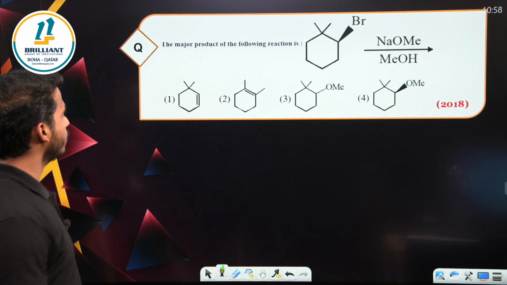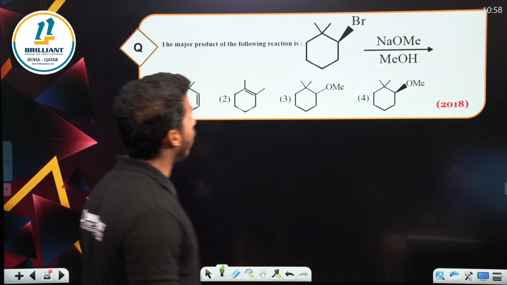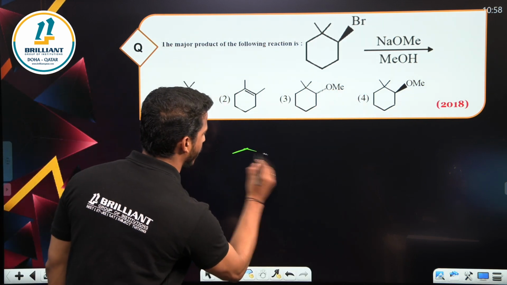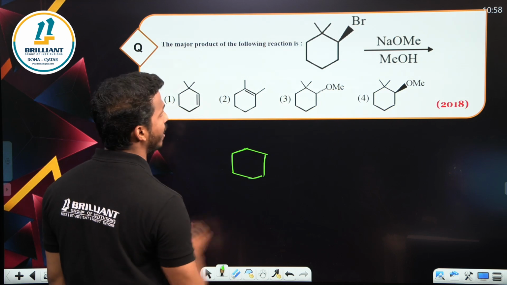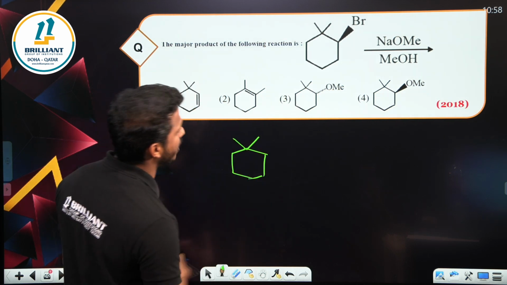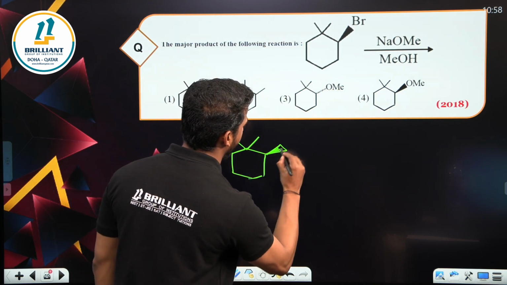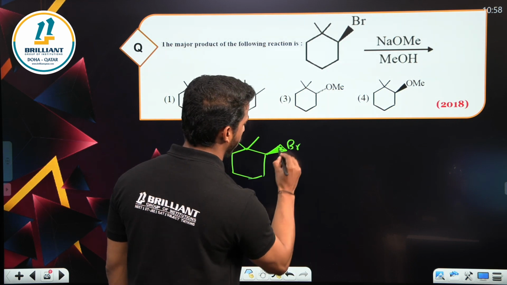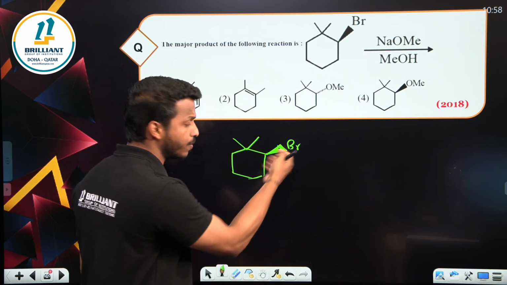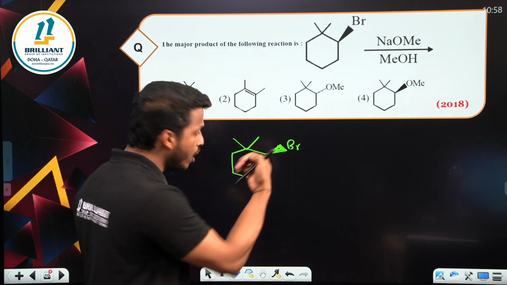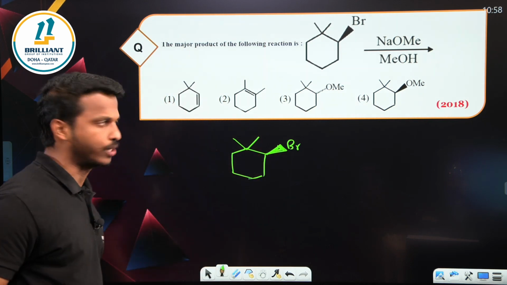Next one. The major product of the following reaction is, what is the reaction given here? There is a cyclohexane given with two methyl groups on the same carbon, and there is a solid wedge given on which Br is there. What is the meaning of the solid wedge, dear all? This bromine is projected towards you. It's a three-dimensional structure, right?